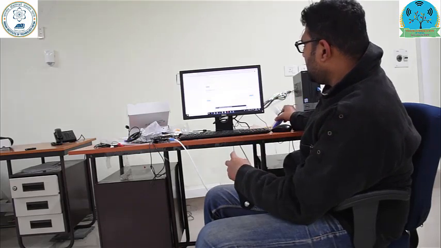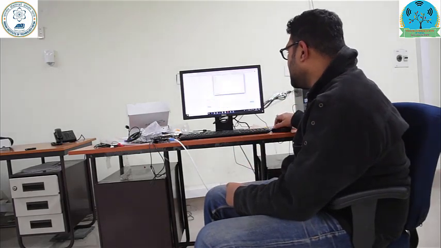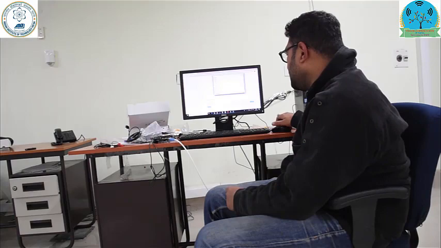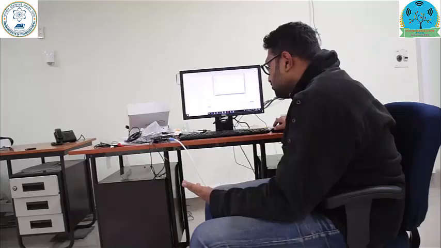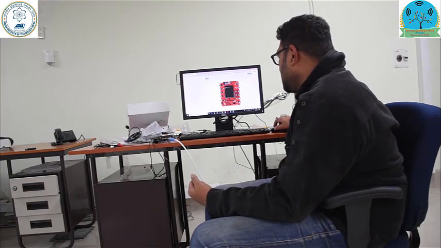So moving ahead to our next sensor for the MySignal Kit, and before that you can see the values which I have shown on the screen also, and on the Arduino also. When you connect it to Arduino, you can see that it is showing that the spirometer is on, and it is measuring the values as 532 L per minute, 327 L per minute, 516 L per minute. So you can use your spirometer for measuring the strength or the effectiveness of the lungs.